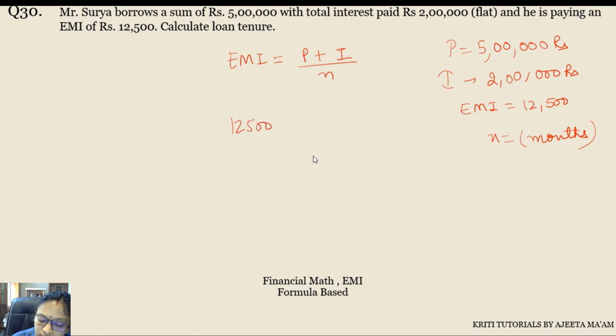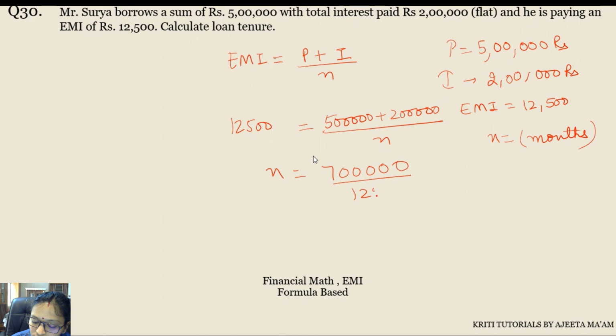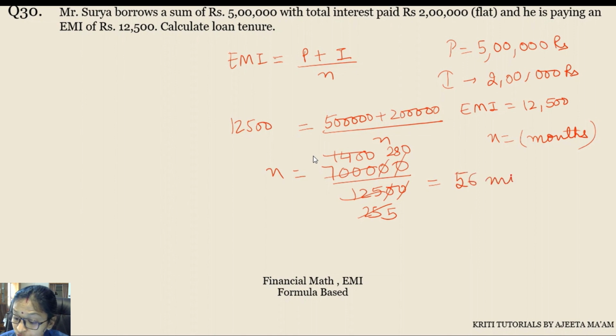Let's do the substitution. Principal is 5 lakh. Interest is 2 lakh, and N. So what will you get? N equals 7 lakh upon 12,500. Let's do the calculation simply. Let's divide it by 5 first. So what will you get? 1400, and again if I divide it by 5 I get 280. Now if you divide it you get 56. So it's going to be 56 months. That is, he has paid 56 EMIs.